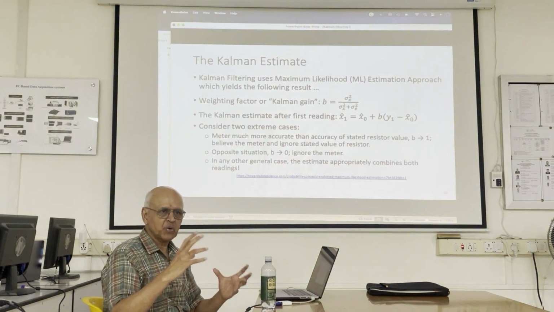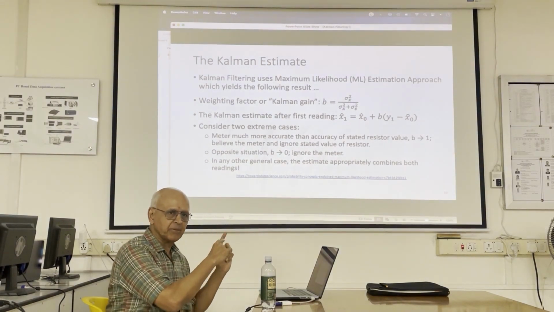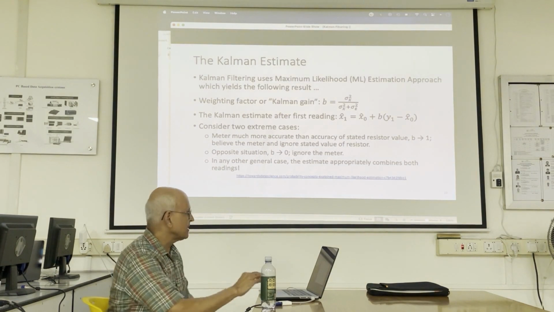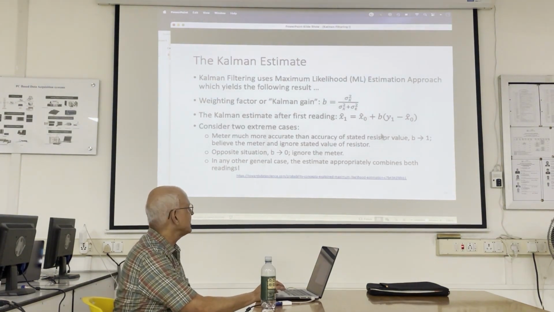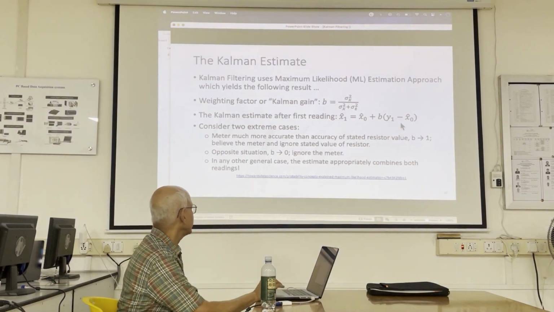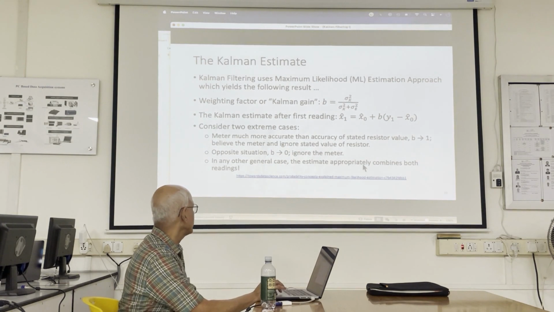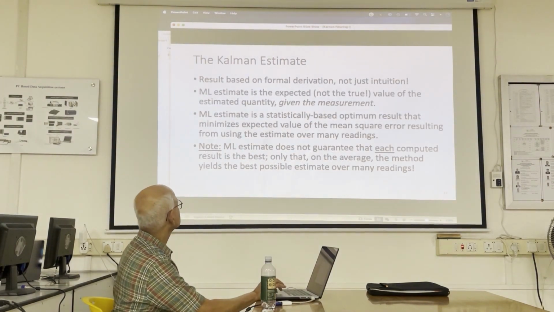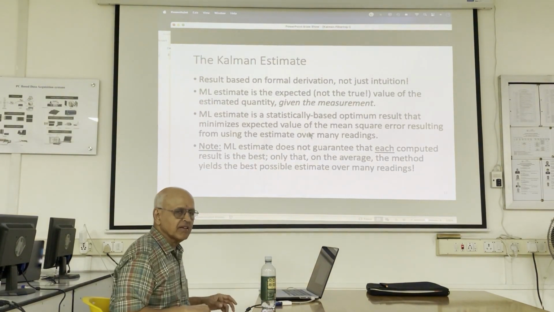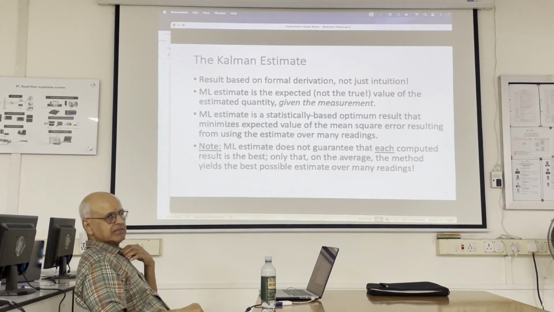And that's how the Bayesian update works. This is based on Bayesian update. I did show you the derivation, but these equations result from Bayesian update. So the Bayes theorem led to this beautiful equation, and it makes perfect sense. In any other general case, the estimate appropriately combines both readings. So it is based on formal derivation. It's not something that Kalman just cooked up.